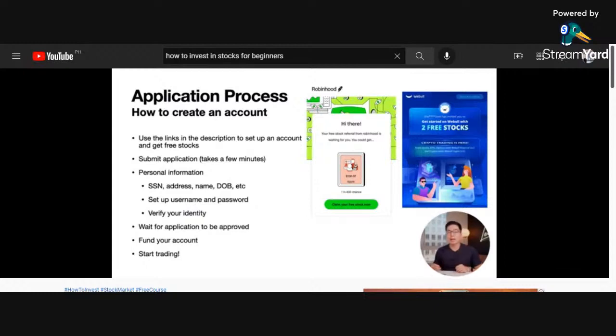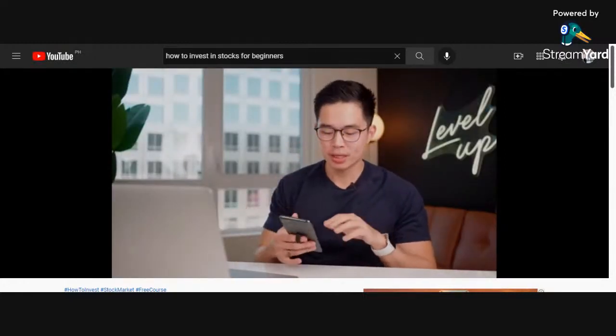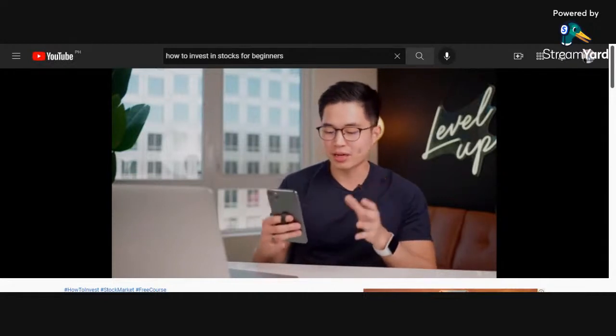After that, you'll wait for your application to be approved. And once that is approved, it should be pretty quick. You can actually start to fund your account, put money into it, and then you can start trading right away. So I'm actually going to take you guys through Robinhood and just show you the whole platform so you get a good feel of what this platform is like.